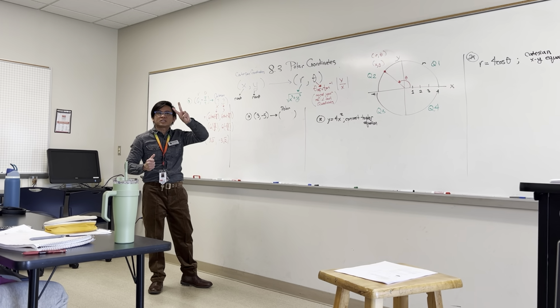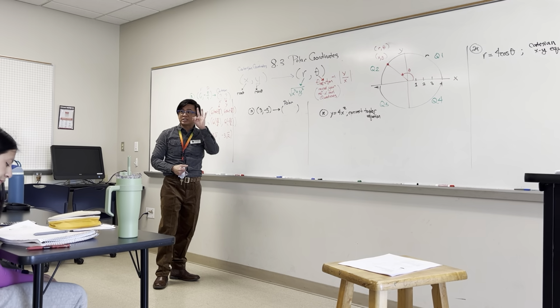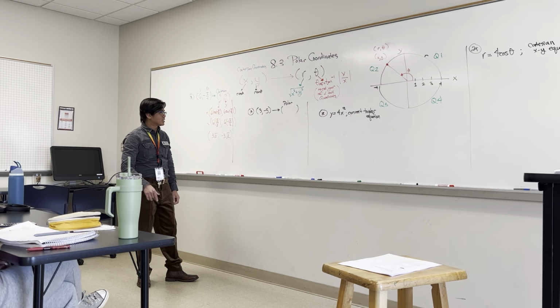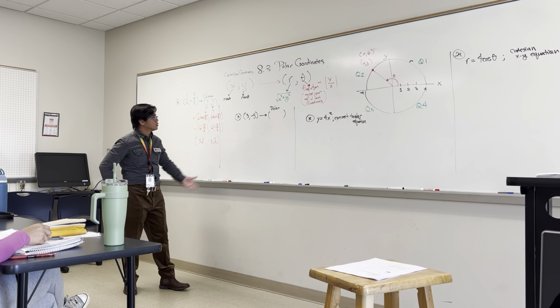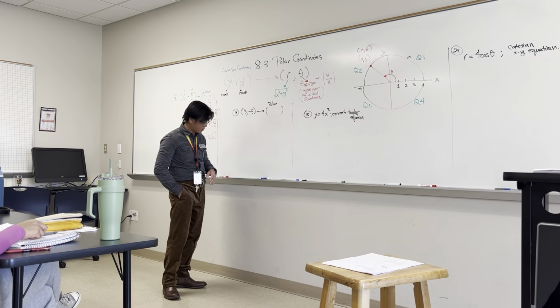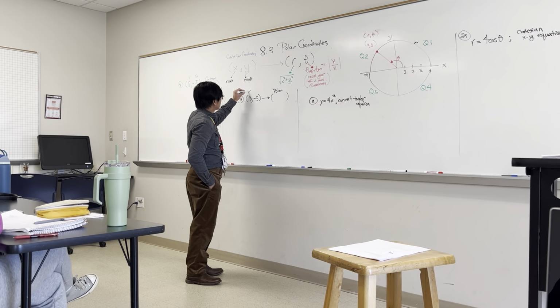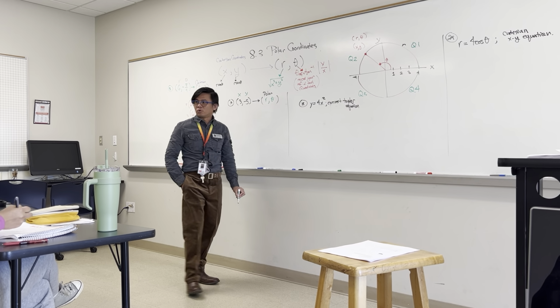Now, let's do the reverse. Let's read in here number 13. Chase, go ahead. Convert 3, negative 5 to the polar. Okay. So this is the x and the y now. What now is the r and the theta for such?